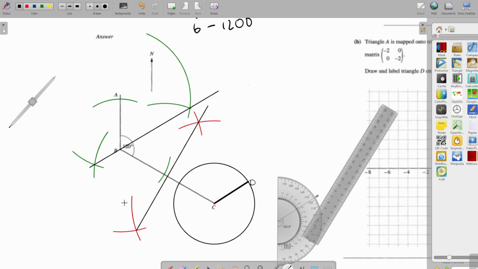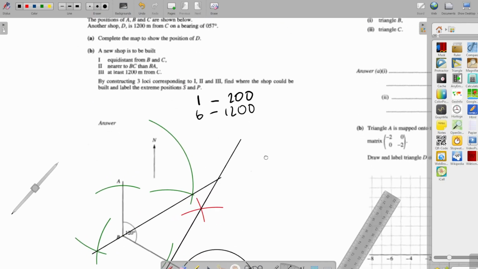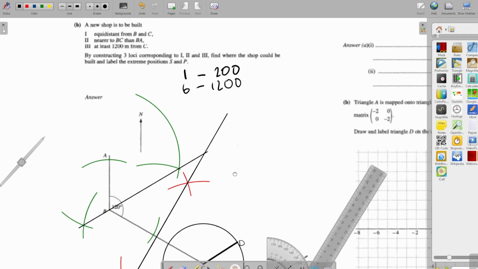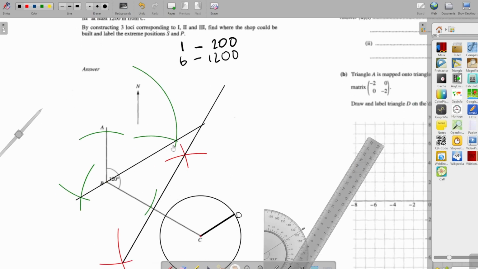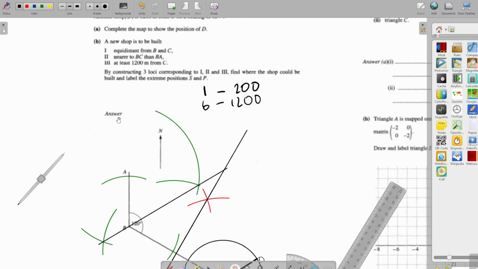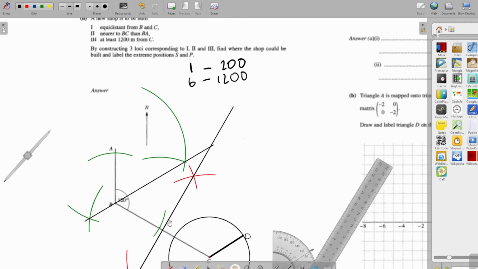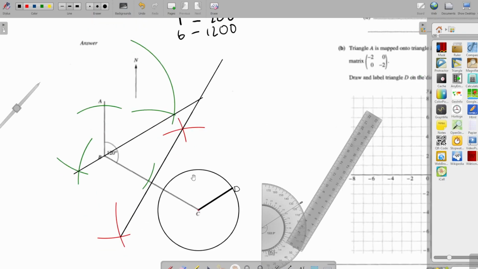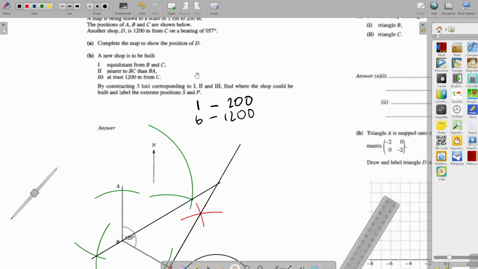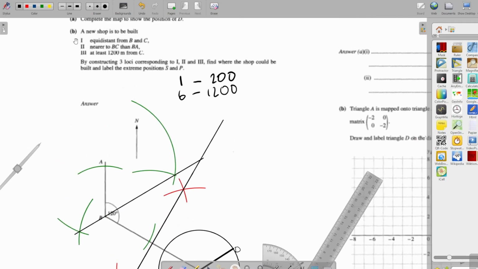So anything below, and I think I'm probably going to have to extend this line, right? So let's extend this line as well, just so both the lines meet. According to our question, we need to be nearer to BC than BA. So anything below this line is going to be nearer to BC than BA. Anything on this line is going to be equidistant from B and A, and anything beyond this circle is going to be more than 6 centimeters away from C.